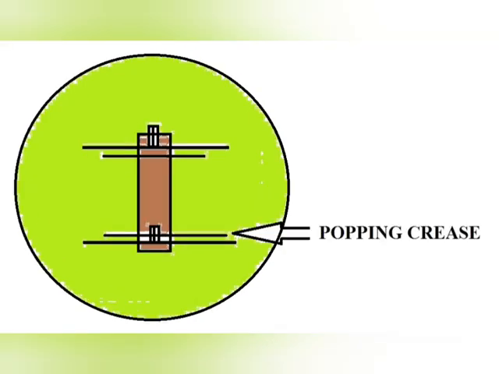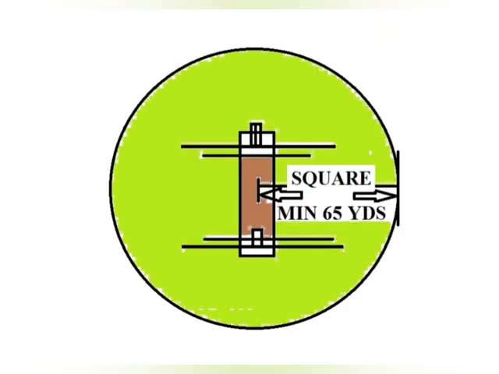Next is the popping crease. This crease is next to the stumps. There are two lines, two creases. The first crease is where we have the stumps. The next one is from where the bowler bowls, and if any bowler crosses that line, that's the ball we call a no ball.